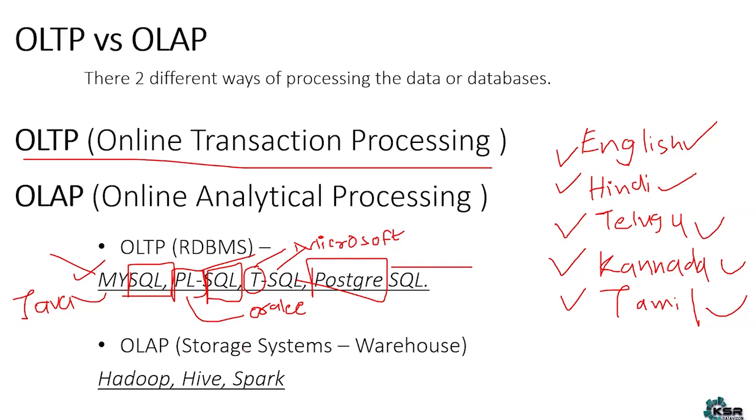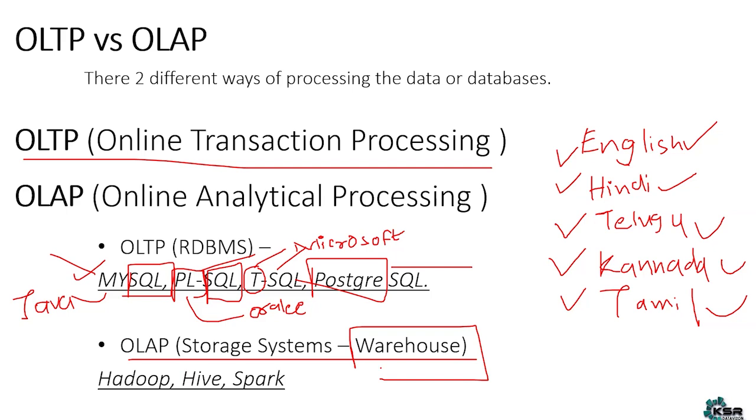So these are different slangs. Now the same goes with OLAP. In simple terms, OLAP is a warehouse, where the information is kept. Warehouse information is not getting updated frequently. Database information gets updated frequently, but warehouse information doesn't.